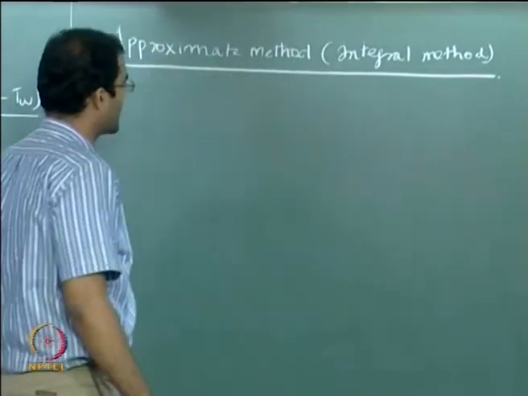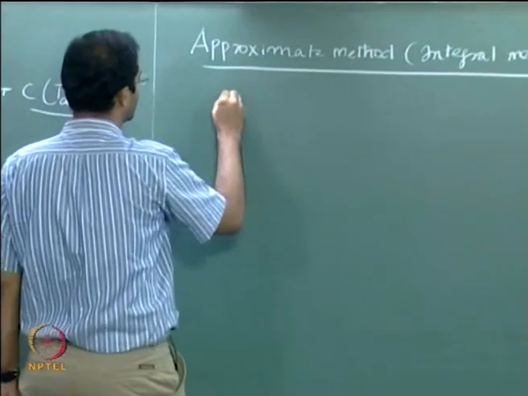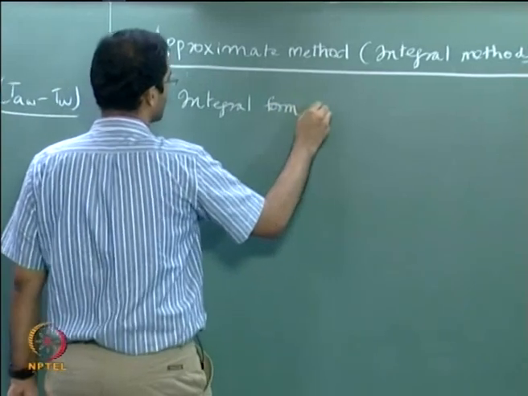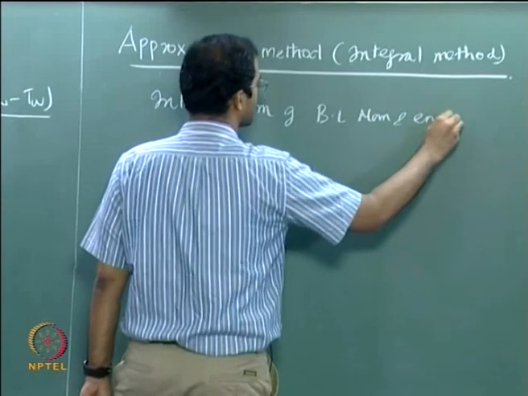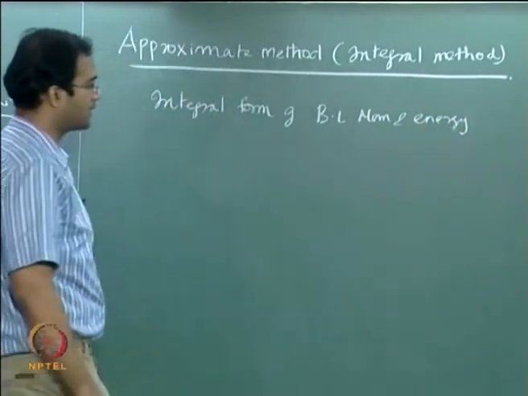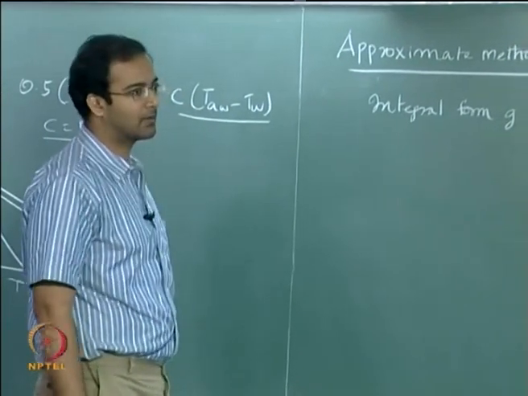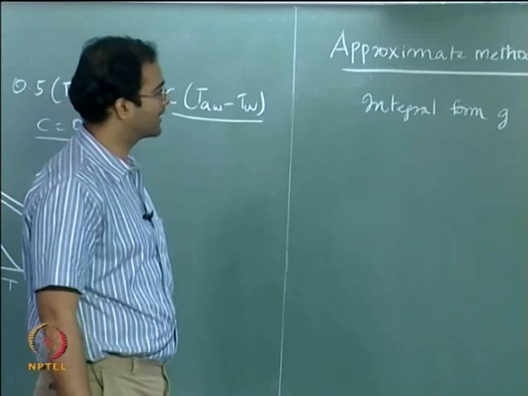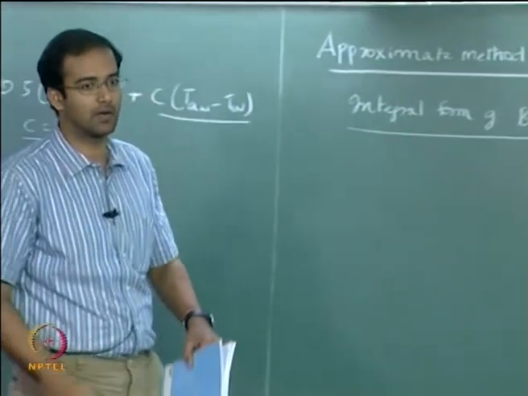The starting point of this is essentially an integral form. Why this is called an integral method is you operate with the integral form of the governing equations, the boundary layer momentum and energy equations. Why do we use the integral form? Of course the integral form is more helpful when you are approximating some solution, putting it inside and integrating it out directly. So this is more convenient for the approximate solution.